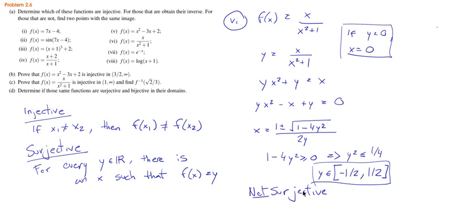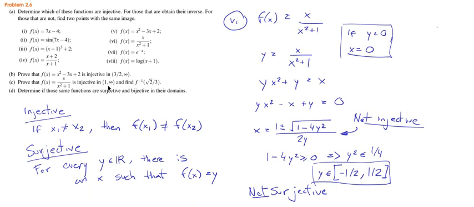Because if you choose values of y that are greater than 1/2 or smaller than minus 1/2, then you cannot find an x such that it's mapped to y. But it's also not injective, because given 1 y, you can find 2 x's, because you have the plus and the minus variant. Okay, not injective.